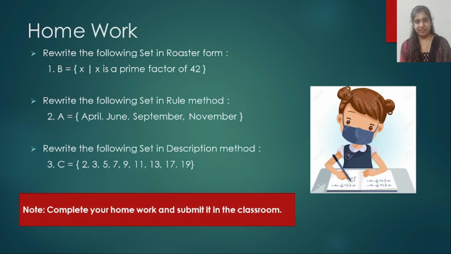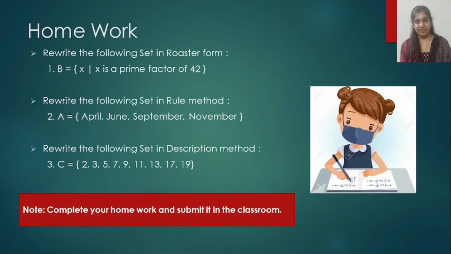Last but not the least is your homework. Note down this homework, okay? You have to rewrite the following set in roster format. Set B equals {x : x is a prime factor of 42}. The second question is rewrite the following set in rule method. A equals {April, June, September, November}.